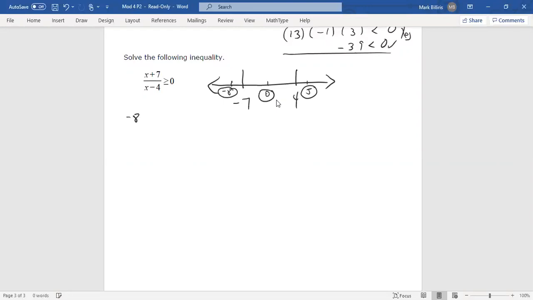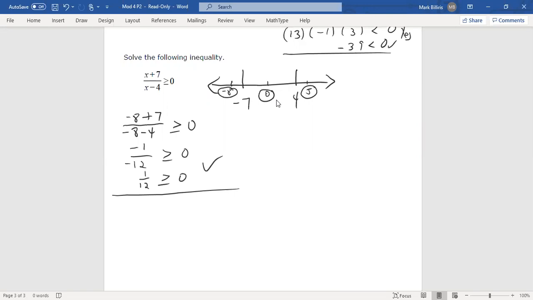So -8 plus 7 over -8 minus 4 has to be greater than or equal to 0, which means it has to be positive or 0. So -8 plus 7 is -1. -8 minus 4 is -12. A negative over a negative is positive. So 1/12 has to be greater than or equal to 0, and it is. So yes, it worked for the values less than -7.